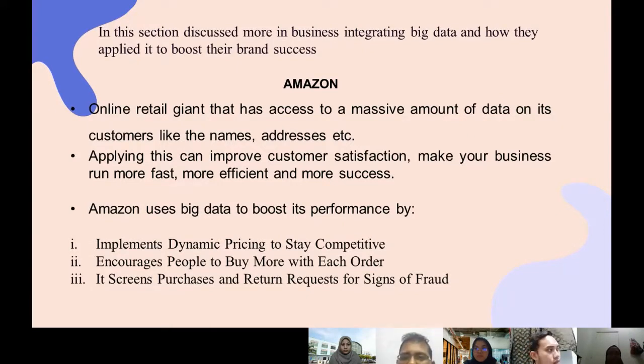Amazon is an online retail giant that has access to a massive amount of data on its customers, like name, address, and so on. By applying big data, this can improve customer satisfaction and make the business run faster, more efficiently, and more successfully. Amazon uses big data to boost its performance first by implementing dynamic pricing to stay competitive. Second, encouraging people to buy more with each order. And third, screening purchase and return requests for signs of fraud.